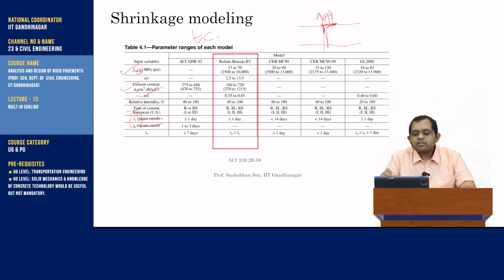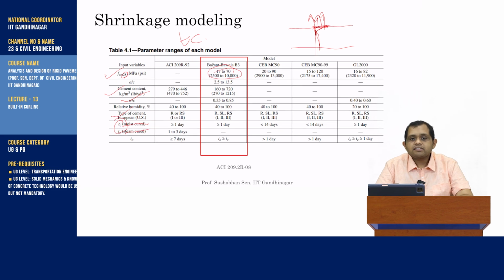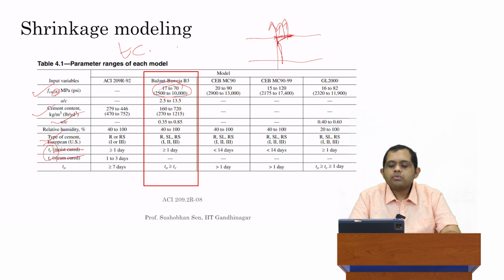This Bazant and Baweja model, for example, which I've put here, FCM is valid from 17 to 70 megapascals. Generally, for rigid pavements, we would like to use around 40, maybe 50 megapascals. That's generally the range that we're interested in. So the Bazant and Baweja model fits well in, and you can look at the other values as well. They generally also apply. So usually what we've seen for pavement engineering practice, the Bazant and Baweja model is a useful model, not that the other models cannot be used.